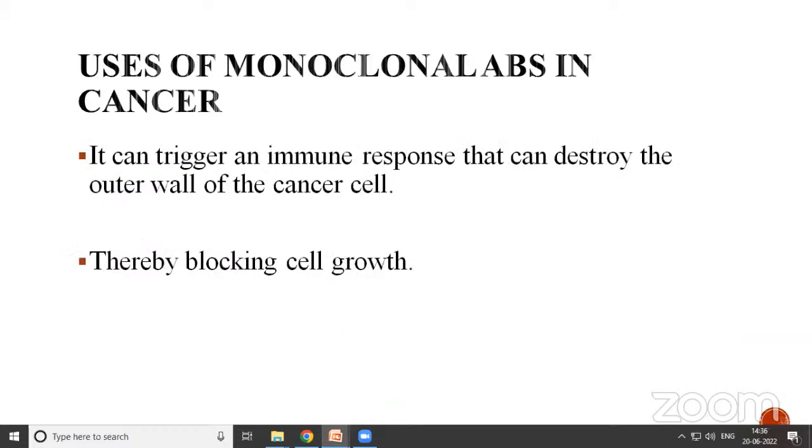And how are monoclonal antibodies used in cancer? It triggers our immune system. When our immune system becomes weak, the monoclonal antibodies trigger it and destroy the outer wall of the cancer cell, thereby blocking the unlimited growth of the cell.